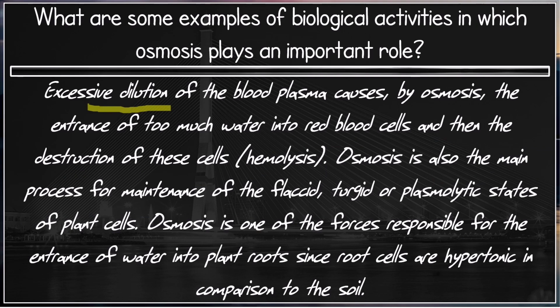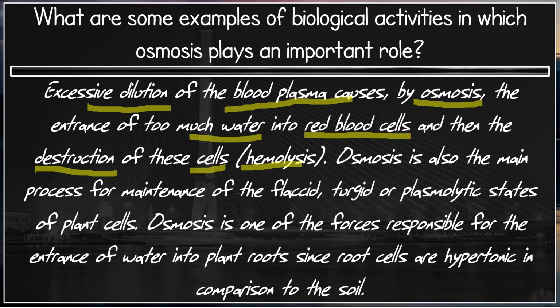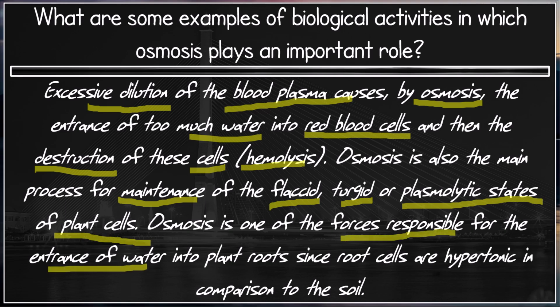Excessive dilution of the blood plasma causes, by osmosis, the entrance of too much water into the red blood cell and then destruction of these cells, hemolysis. Osmosis also is the main process of maintenance of the flaccid, turgid, and plasmolytic states of the plant cells. Osmosis is one of the forces responsible for the entrance of water into the plant roots, since root cells are hypertonic in comparison to the soil.